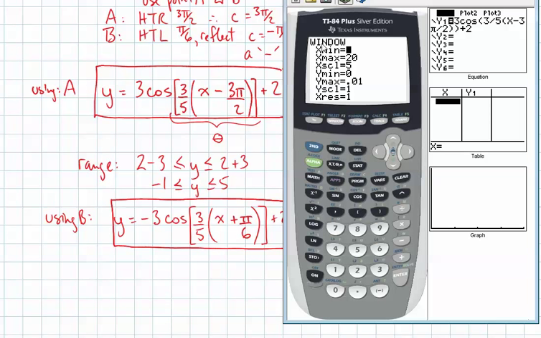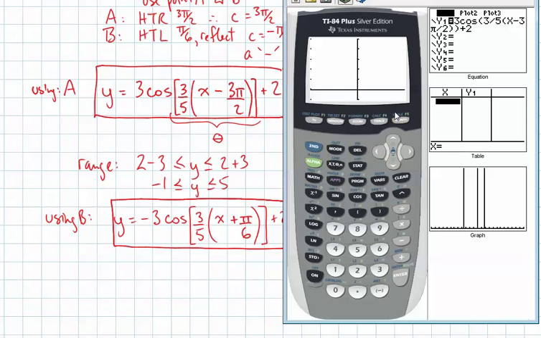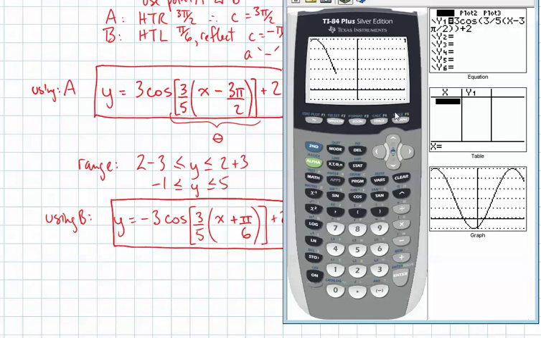X represents angles, and I'd like to see a fair bit of this graph. So let's go negative 2 pi to positive 2 pi as an idea. We may need to adjust this. And let's scale it by pi by 6, just like we did on our graph paper and like we've been doing in class. My minimum value we established was negative 1, and my maximum is 5. Scaling by 1 should be just fine. Let's graph that.